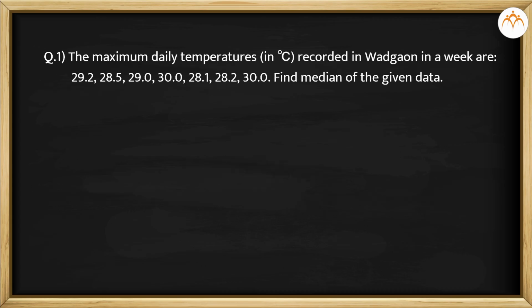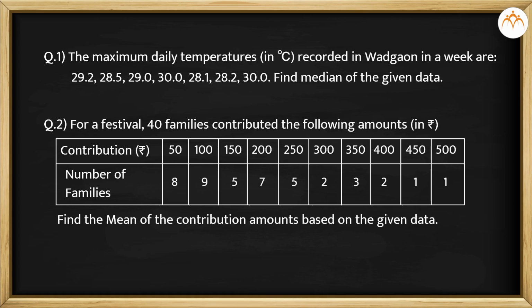Exercise. The maximum daily temperatures in degrees Celsius recorded in Vadgaon over a week are 29.2, 28.5, 29.0, 30.0, 28.1, 28.2 and 30.0. Find the median of the given data. For a festival, 40 families contributed the following amounts in rupees.